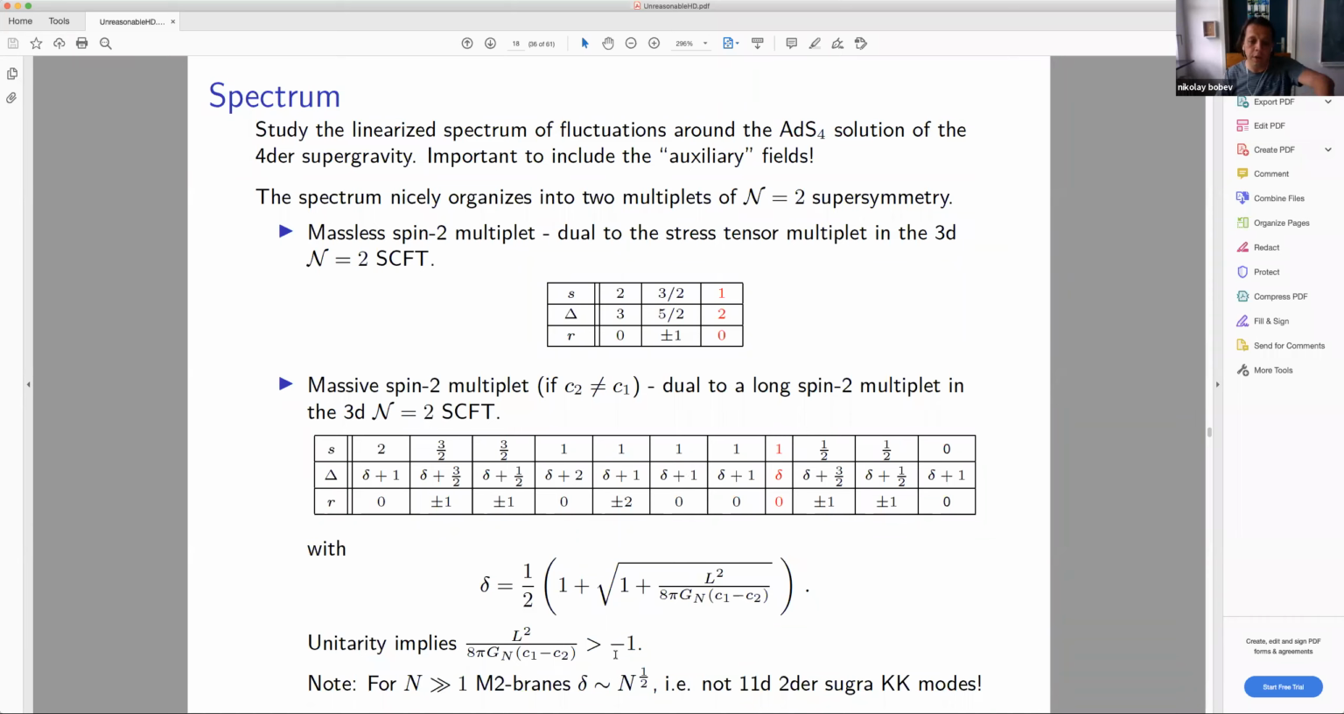Just to point out, if I take an operator in the usual Kaluza-Klein tower, the dimension of the dual operator is not going to scale with N. The dimensions will be like over here in the first table: 2, 5/2, 3, 5, 7, whatever. They will all be order 1. And then there'll be a gap, and then there'll be these modes. So I'm capturing one of these multiplets above the usual Kaluza-Klein gap.